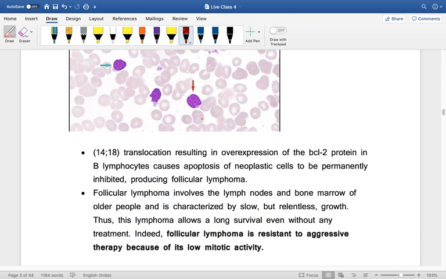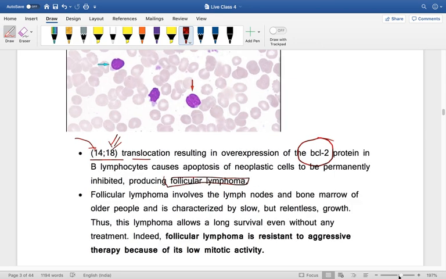So, doctor, this is follicular lymphoma. What is this? Follicular lymphoma. What is the favorite MCQ in the entrance? Tomorrow NEET PG flash. Tell me the points for NEET PG. 14-18 translocation, overexpression of BCL2 protein. These are the things which are classical in follicular lymphoma.